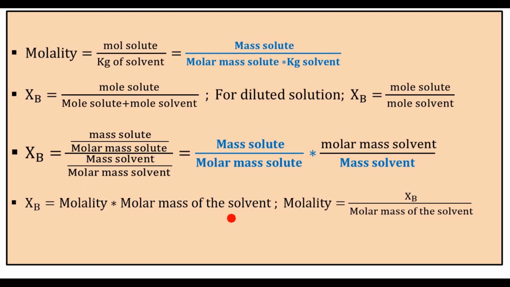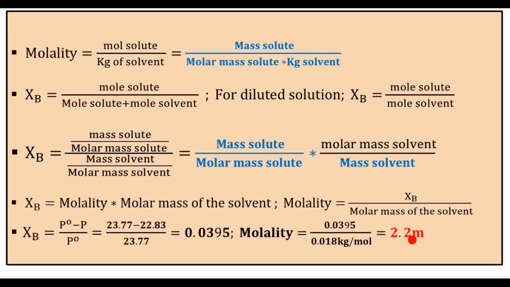That means what will be the molarity? Because we are looking for the molarity, the molarity is equal to XB, or the mole fraction of the solid, divided by the molar mass of the solvent. Now we can get this XB by using the vapor pressure formula I have shown before. The molar mass of the solvent, we have it. Then we can determine the XB, which is the mole fraction of the solid.